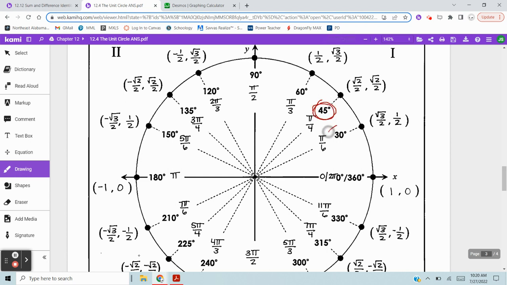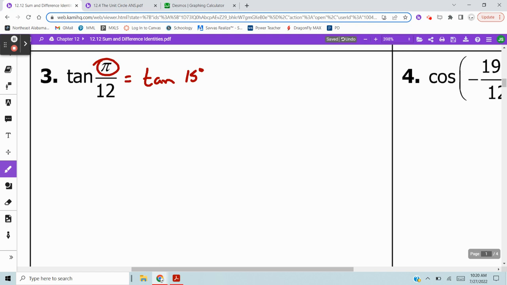Now, this one, I feel like this is your best bet: 45 minus 30. You could do 60 minus 45, which would also give you the same. You could do 135 minus 120 if you wanted to. But if you can stay in the first quadrant, since everything is positive in the first quadrant, you don't have to worry about signs as much. So we're going to rewrite 15 degrees as the tan of 45 degrees minus 30 degrees.